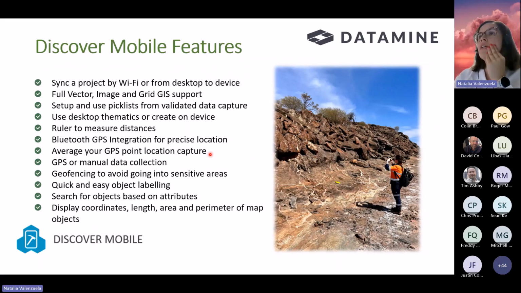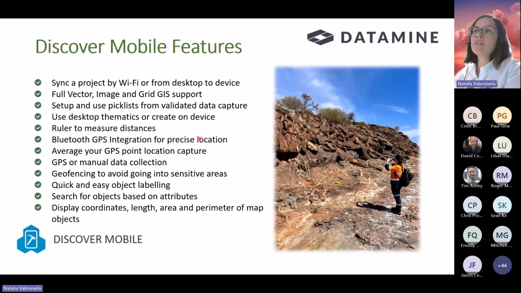So what are the features? You will synchronize your project by Wi-Fi or directly by connecting a cable to your device. A lot of people asked what if I'm in a place where I don't have internet, how can I synchronize the project? That's okay. You can still do it directly, like with a file transfer. It has full vector, image and grid GIS support. You can set up your tables and pick lists as you want. You create your project design for what you need. And you can use desktop thematics or create them on the device. So you can bring the thematic map over from your desktop, or you can create it on the fly on the mobile.